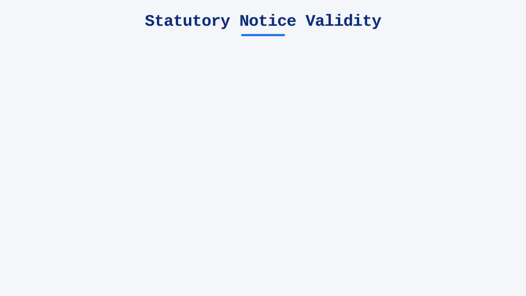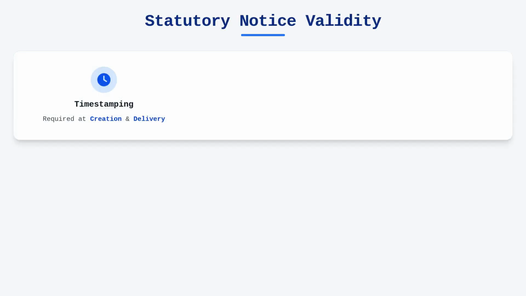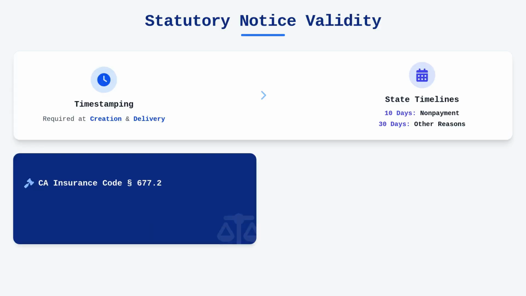The exact timing of a notice determines its statutory validity, making the time-stamping of notices a critical requirement. A cancellation notice must be time-stamped at the point of creation and delivery to demonstrate strict compliance with state-mandated timelines, such as the 10-day requirement for non-payment or the 30-day requirement for other valid business reasons. Furthermore, the content of a notice itself must satisfy specific state-mandated disclosures.